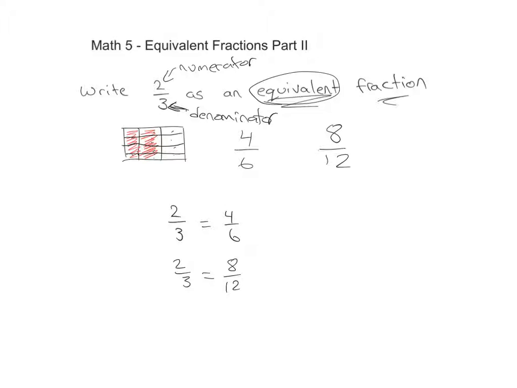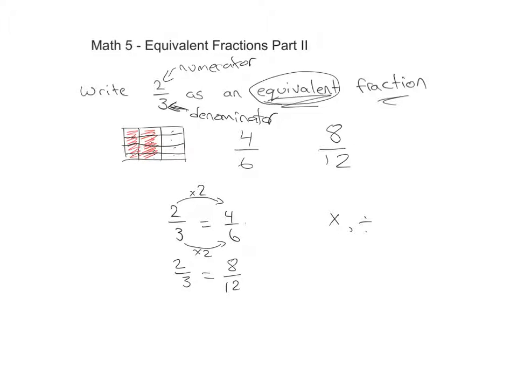Well, how can I figure these things out without always drawing a picture and cutting pieces up into more pieces? Here's the key. An equivalent fraction is created whenever we do the same operation to the top and bottom. In this case, we're talking about multiplication or division, and we do the same to the top and bottom. So 2 times what gives me 4? You can see 2 times 2 gives me 4. Now if I do the same to the bottom, 3 times 2, I get 6, and this makes an equivalent fraction.